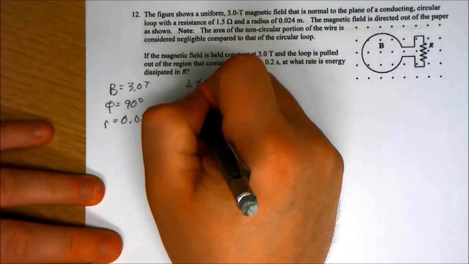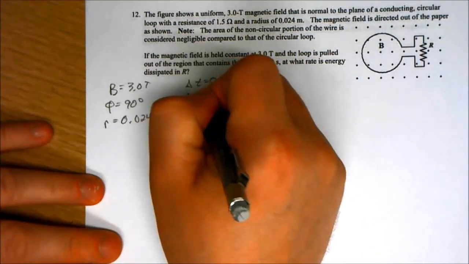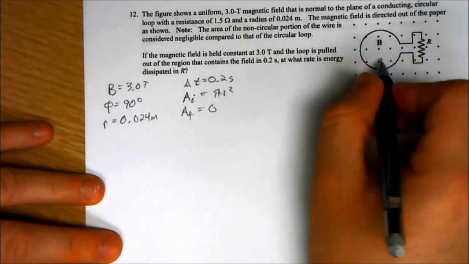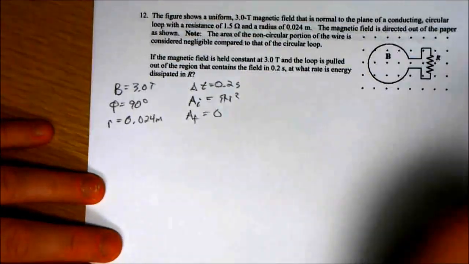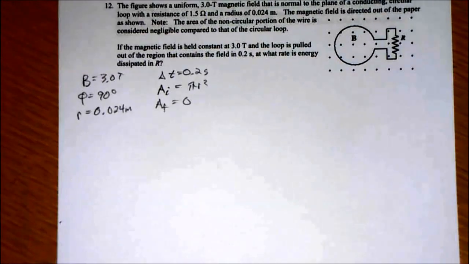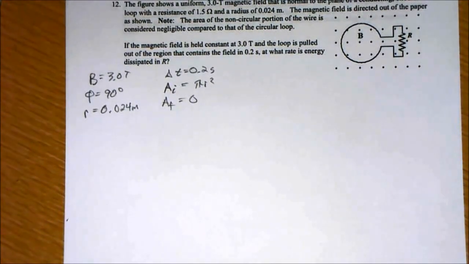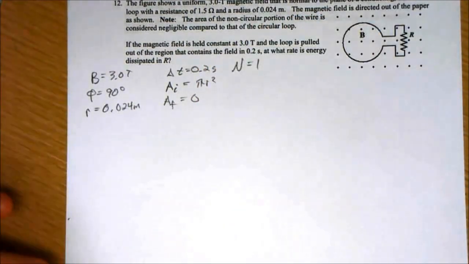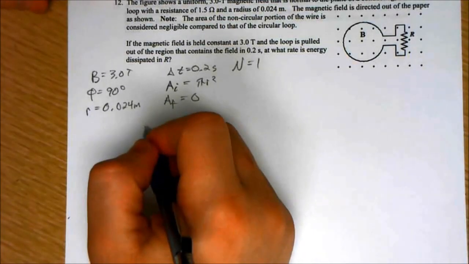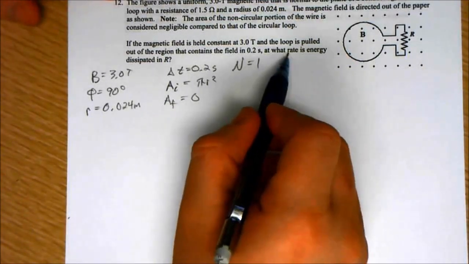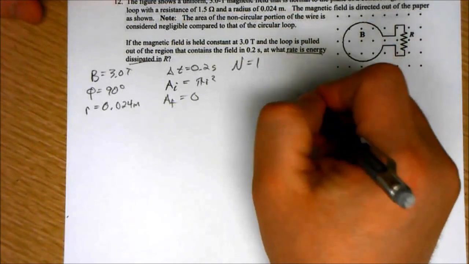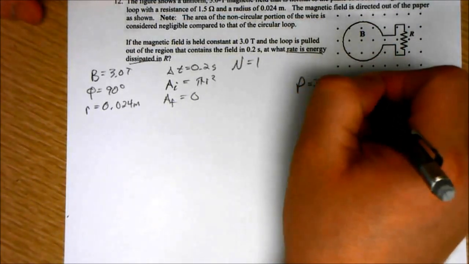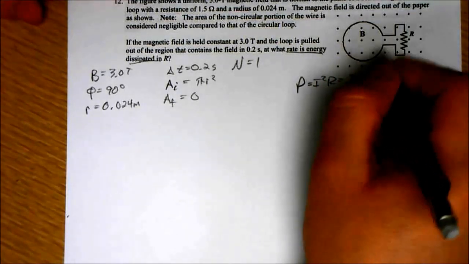Well, we know that the area initially is pi r squared, and final is 0 because the loop is completely pulled out of the magnetic field. So we also know there's only one winding. Okay, so if we go to Faraday's law, what are we looking for? We're looking for the rate of energy dissipated in R. Power equals I squared R, which equals IV.